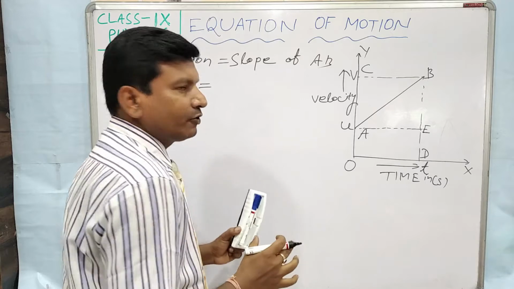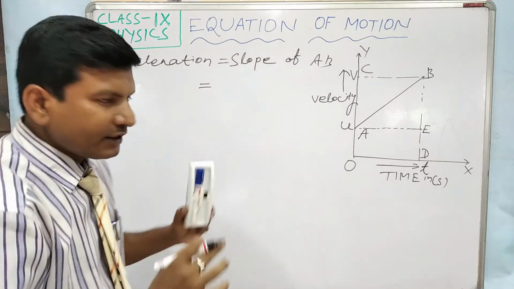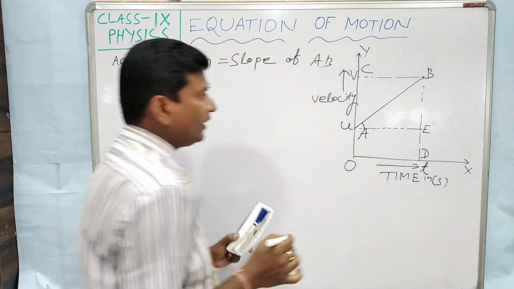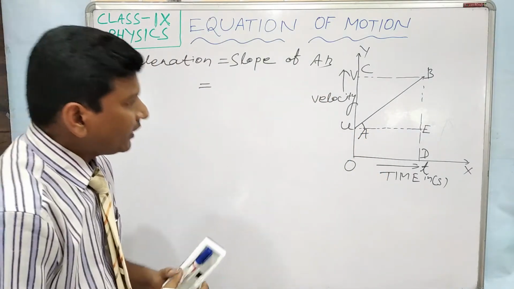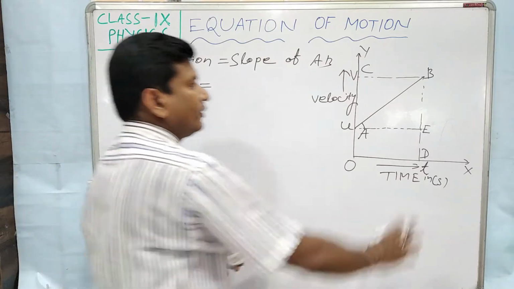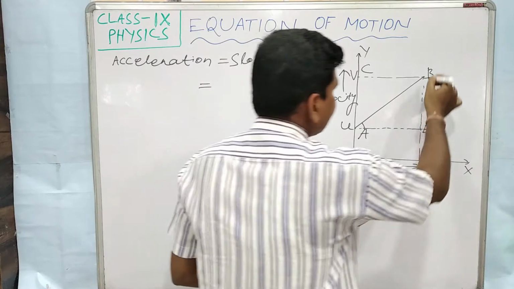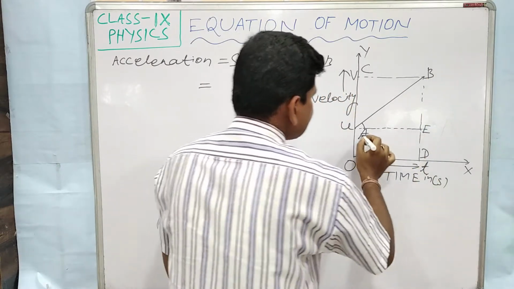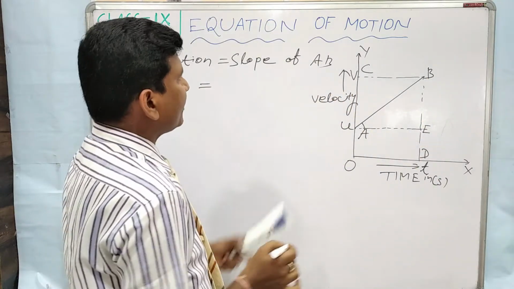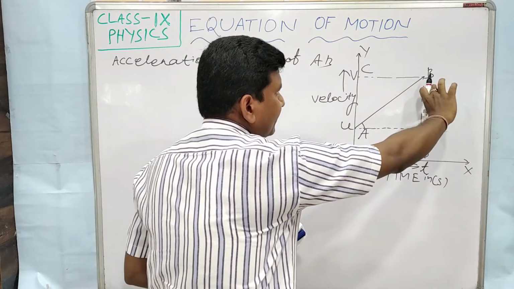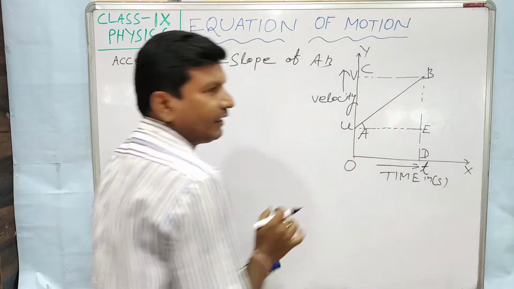We have to find the slope, and slope means tangent. Tangent means tan of theta. So this is your theta. We will find tan of theta, and tan of theta is equal to perpendicular divided by base. Which is the perpendicular? BE, and which is the base? AE. So the slope of the graph AB is BE divided by AE.